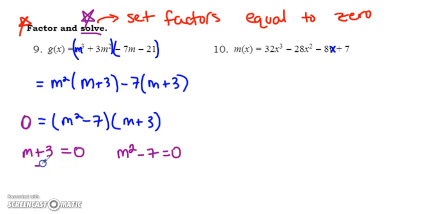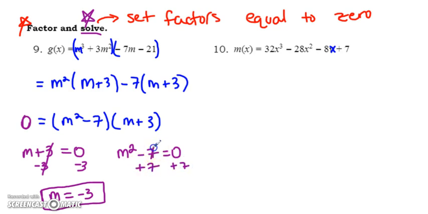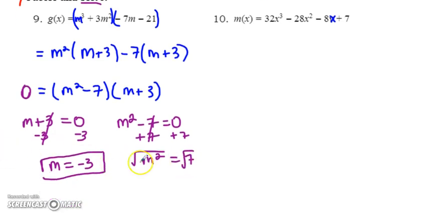All right? This first, and these are just equations that we already know how to solve. We can get m by itself. M is going to be equal to negative 3. And then over here, we would add 7. So m squared equals 7. And then we did this in our last unit. When we have a squared all by itself, we take the square root. And so m is equal to the square root of 7 and the negative square root of 7.